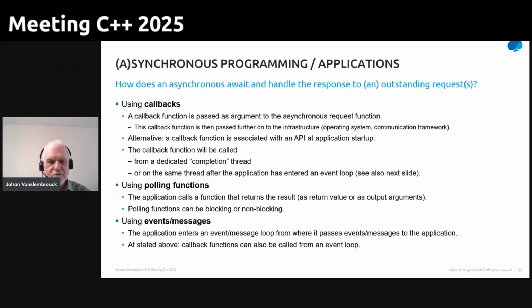Something about the different styles of asynchronous programming. You can use callbacks. These callbacks can run on a separate thread or on the same thread. If they are run on the same thread as your application, you need an event loop. You can also use polling functions, which can be blocking or non-blocking. They return, and then when you need the result, you poll instead of having a callback called back to you. So you need to poll explicitly at the time when you are ready to accept the response, when you have nothing else to do, for instance.